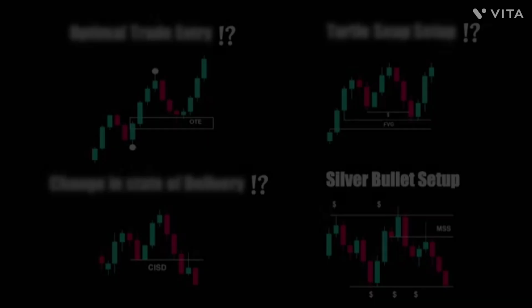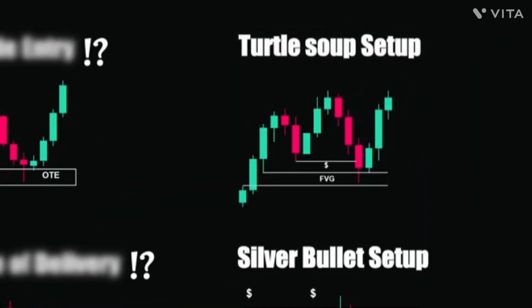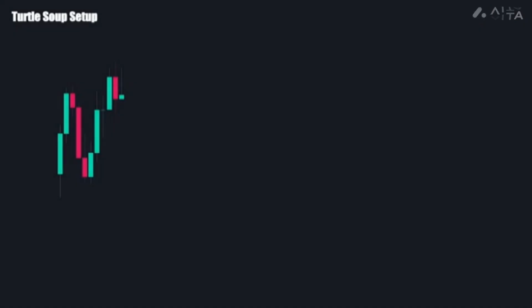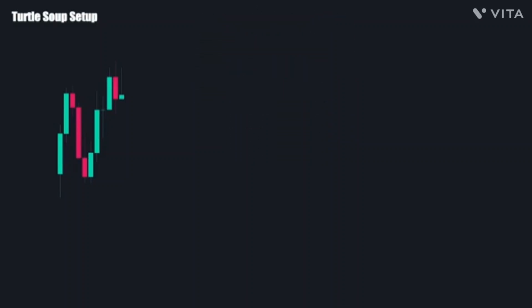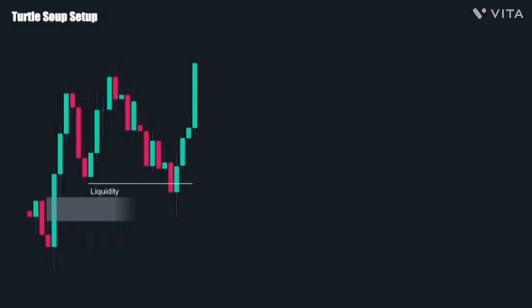Now let's move on to the next topic, the turtle soup setup. Turtle soup trading setup is another powerful model that combines the concept of market direction, liquidity with a fair value gap entry. A high-probability bullish turtle soup setup occurs when the price sweeps liquidity below a recent low or a group of lows, while resting above a bullish fair value gap.